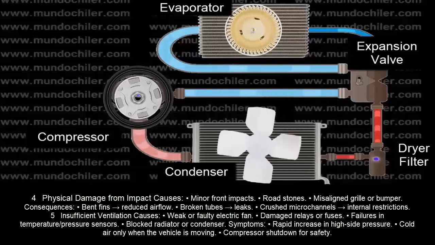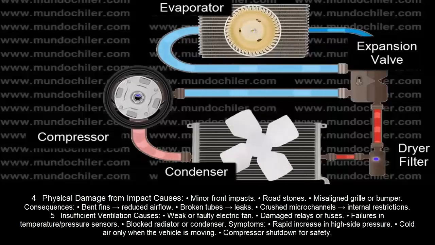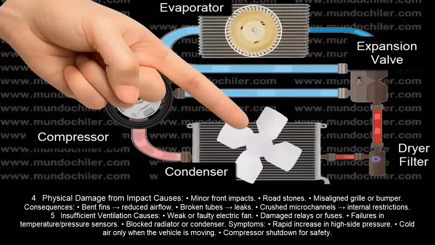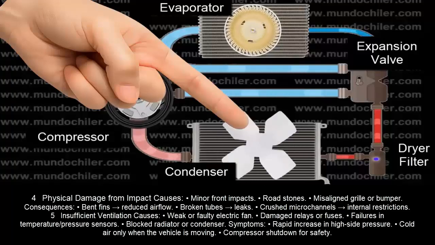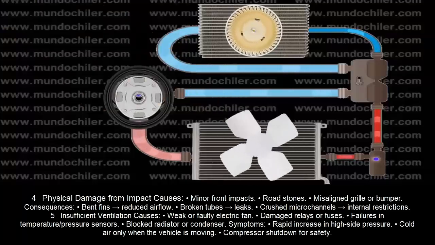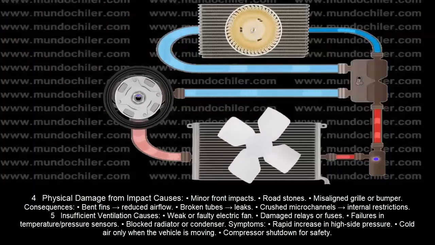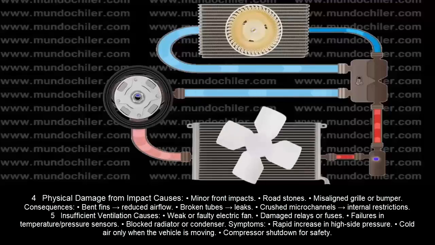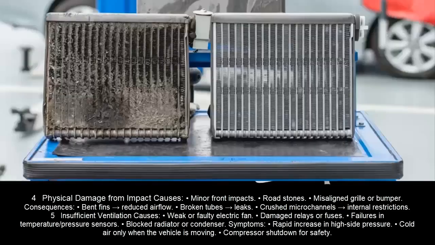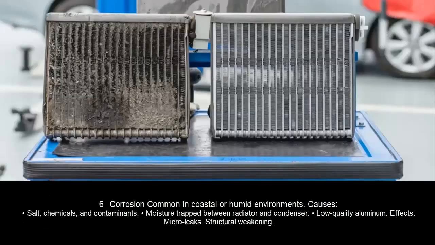5. Insufficient ventilation. Causes: weak or faulty electric fan. Damaged relays or fuses. Failures in temperature or pressure sensors. Blocked radiator or condenser. Symptoms: rapid increase in high side pressure. Cold air only when the vehicle is moving. Compressor shutdown for safety.